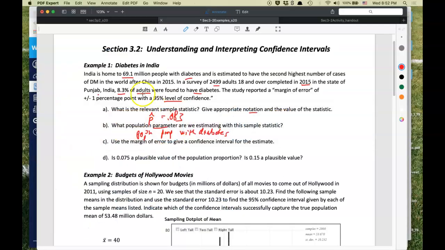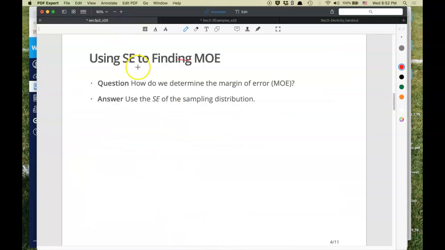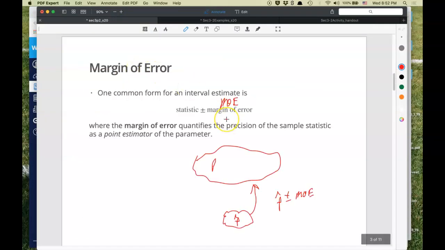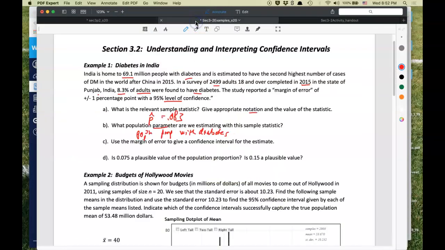So by that, sorry, wrong tab again. Let's see, we said statistic plus or minus margin of error. So let's do that. We take the statistic 0.083, and we're given this margin of error. Now we don't know where this comes from quite yet, but remember this is a percentage point, so we're treating it as a proportion. So plus or minus 0.01, which means that the interval is 0.073 to 0.093.